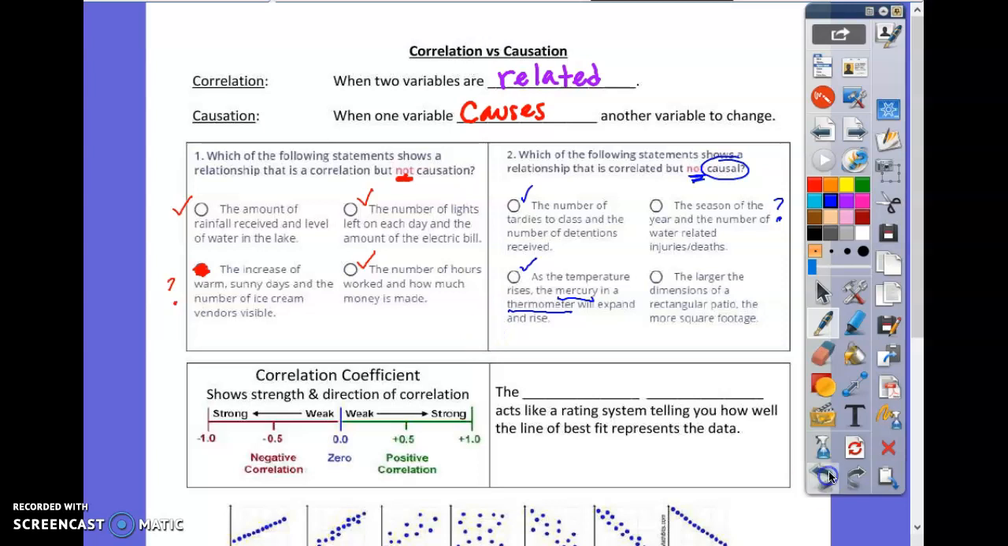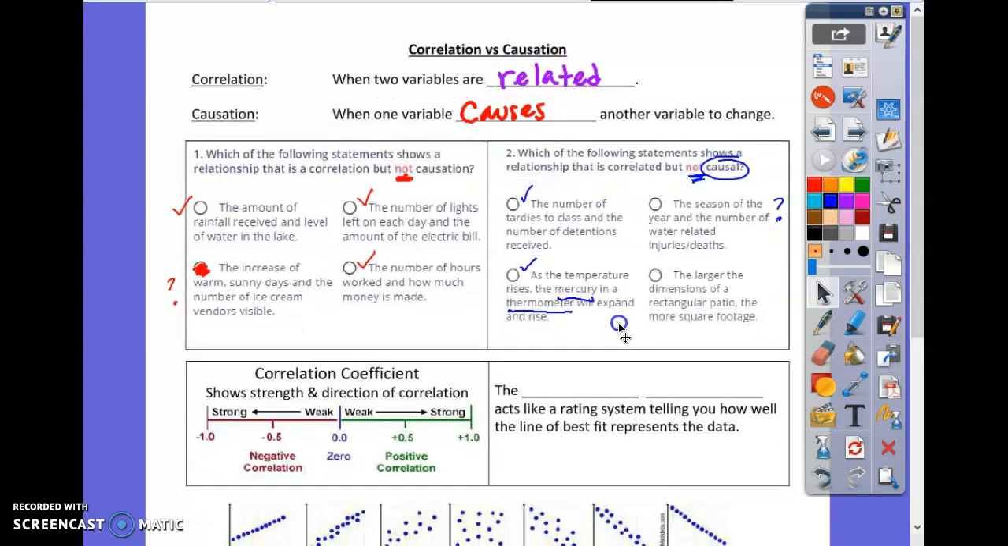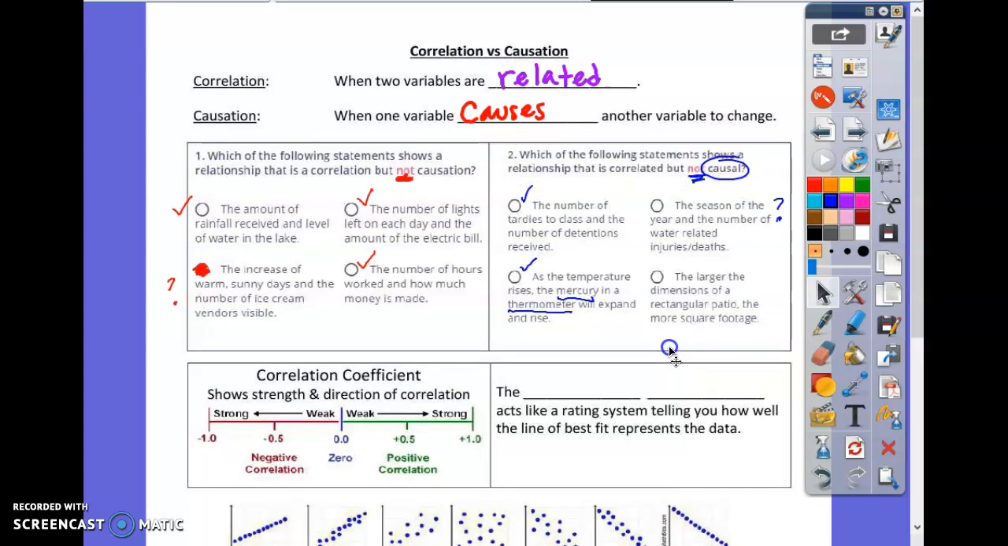Let me erase all of this. And then, the last one. The larger the dimensions of a rectangular patio, the more square footage. So if my dimensions are bigger, let me draw a rectangle. If my dimensions here are like this, and then my dimensions here are larger, is there more square footage here? Yes. So the larger the dimensions, the more square footage there is. So the answer for this one would be here.